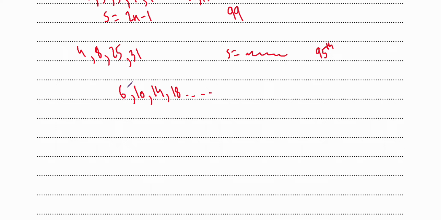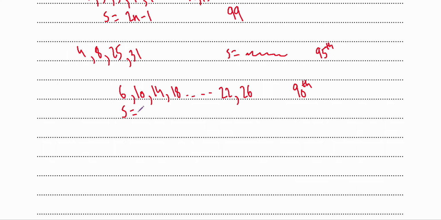Well, you can still see if you add 4 to 6, you get 10. If you add 4 to 10, you get 14. If you add 4 to 14, you get 18. So you can tell me, well, the next number is going to be 22, and then it's going to be 26. But again, if I asked you for the 90th number in the sequence, you don't want to calculate all the 89 numbers that come before it. So what you can do is find the formula for the sequence.